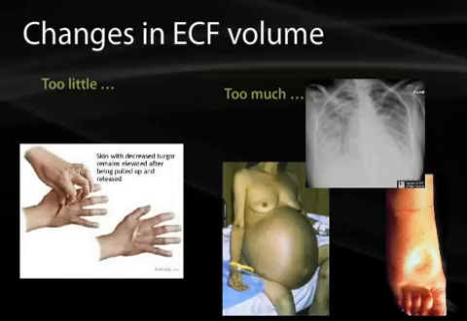When there are changes in extracellular fluid volume, these manifest clinically in different ways. When there is too little, you see on the picture on the left, decreased skin turgor, which is a manifestation of decreased circulating volume. More commonly in clinical medicine, we see problems of too much in terms of extracellular fluid volume, and these are manifested by the picture on the lower left, ascites, in the middle image, pulmonary edema, and the image on the bottom right, peripheral edema.